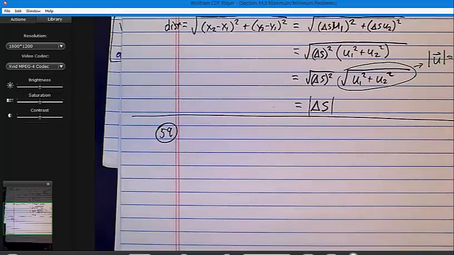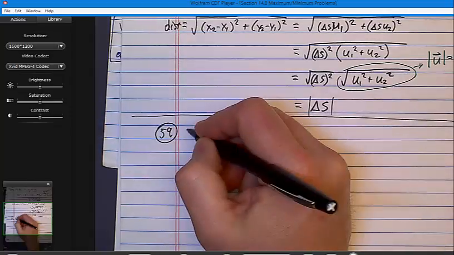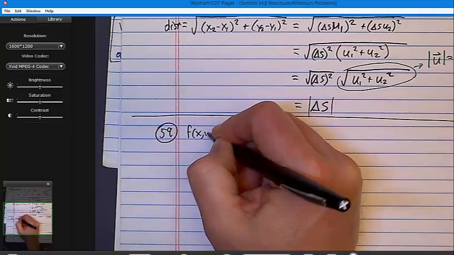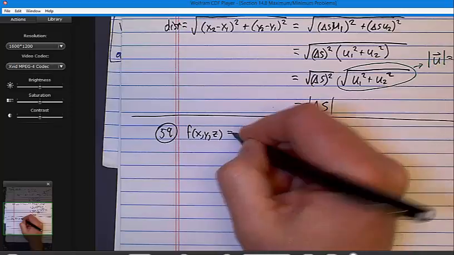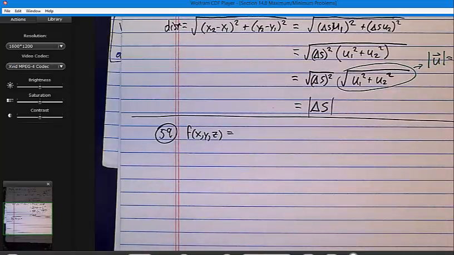We'll try 59. So 59 says gradients in 3 dimensions. So we have a function, they want me to compute the gradient and evaluate it at a certain point. All right. So f of x, y, z. Maybe part A is not hard. Maybe I could move quickly through some of this. That would be good. And maybe we could do more.